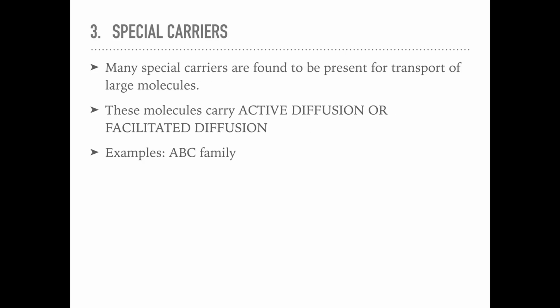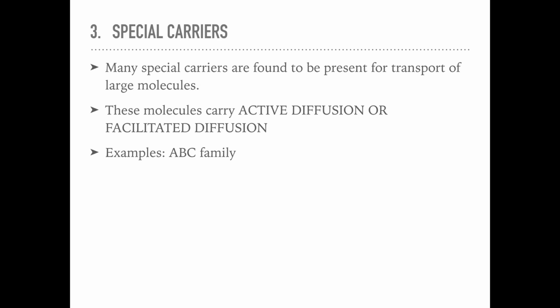The third one is the special carriers type of permeation. As the name indicates, this type of permeation includes special carriers that are present for those substances that play a very important role in cell function, and for those substances that are quite large in structure and are unable to be absorbed through the lipid by passive diffusion. For example, different amino acids, peptides, etc.